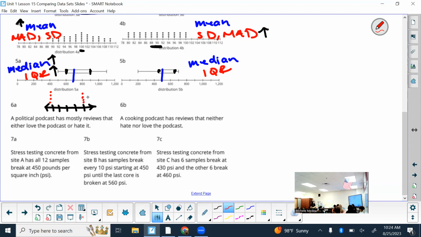Would you say it's symmetric? So mean or median? Mean, and then standard deviation or IQR? Good, and that too. I'll put that right here. So you have to visualize how it would look.